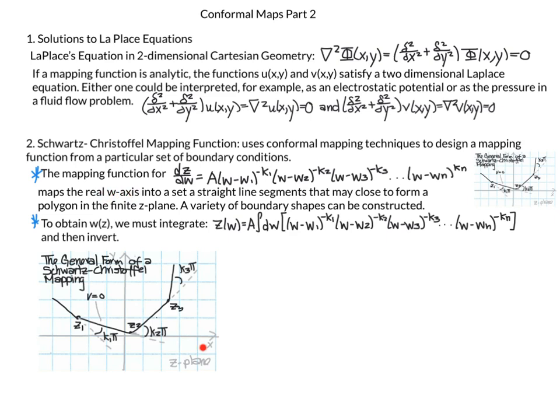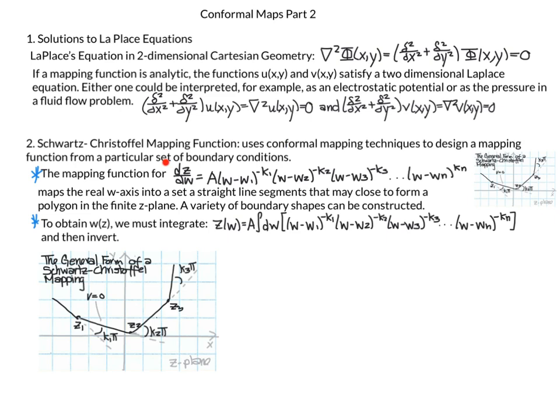So this is the z plane, and let's pretend this is the w plane. It'll map this real axis onto the z plane in this way into a set of straight line segments. So here's one line segment, a second line segment, third, and a fourth line segment. They may close to form a polygon in the finite z plane. And it's a set, so it can be n, like many line segments. So you can get a variety of boundary shapes from this function here. So this is just a mapping function.